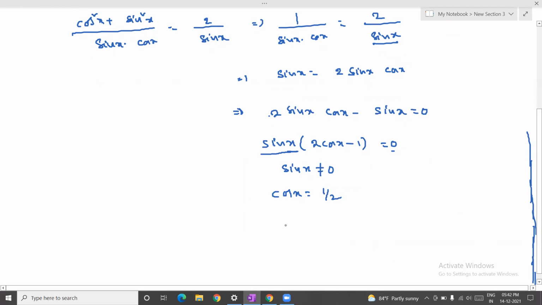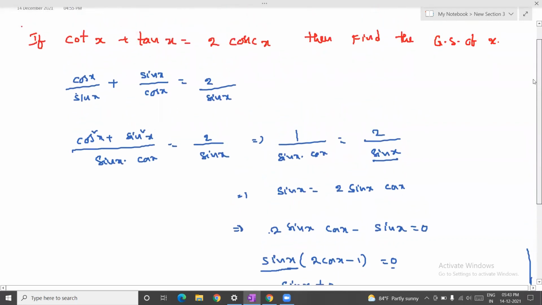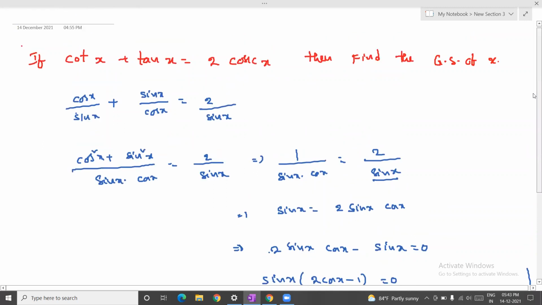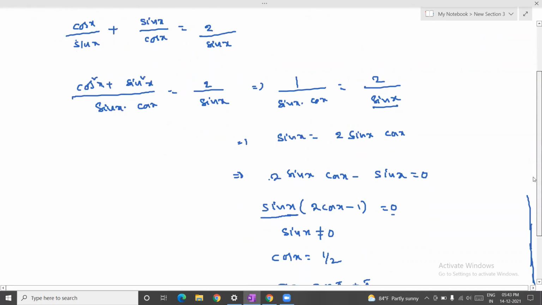So the general solution of x will be equal to, as he said, 2n pi plus or minus pi by 3. Simple. If I take x equal to 0 in the given expression, it is not a solution. Why is it not a solution? What is the given expression? Cot x plus tan x is equal to cosecant x. At x equal to 0, cot and cosecant both are not defined, since sin x is 0.